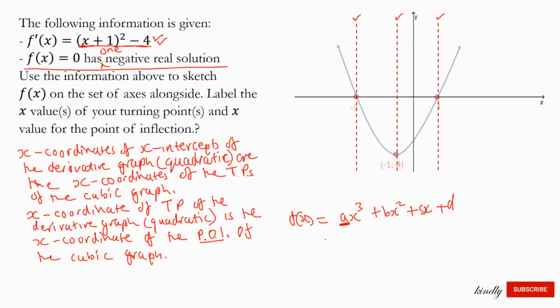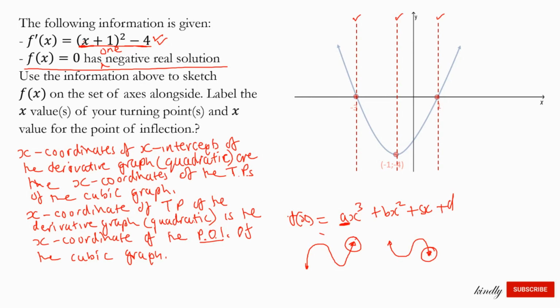If a is positive, remember the graph is shaped like this. And if a is negative, the graph is shaped like this. I just use these two. If it's positive, the last arrow is pointing upwards. If it's negative, the last arrow is pointing downwards. This is how our cubic function graph is going to be shaped.